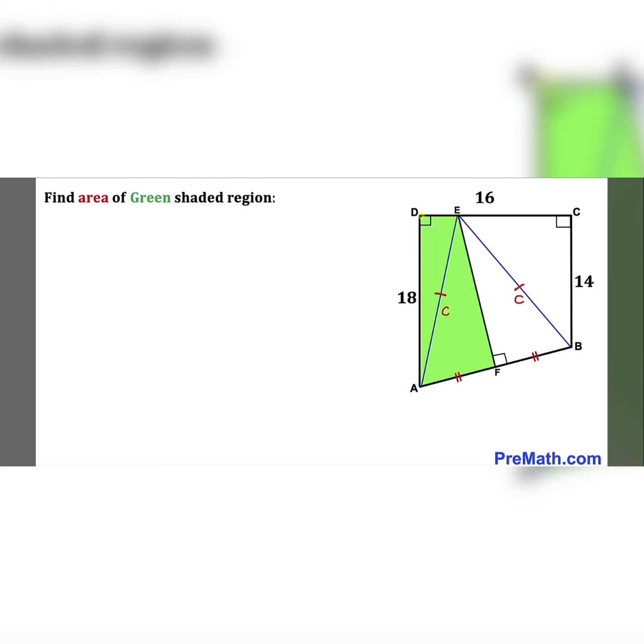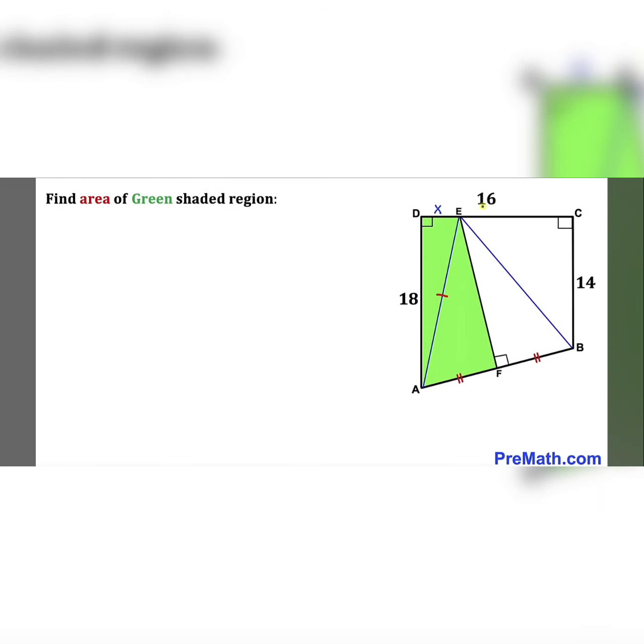And here's our next step. Let me label this side length as x units. We know this whole side length is 16. So this segment AC is going to be 16 minus x.